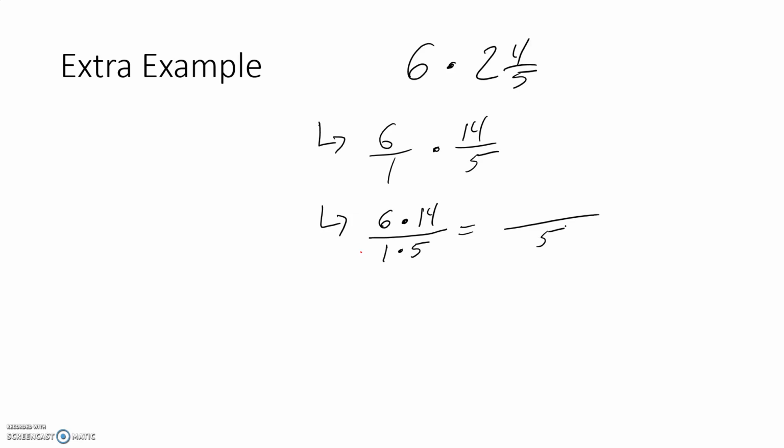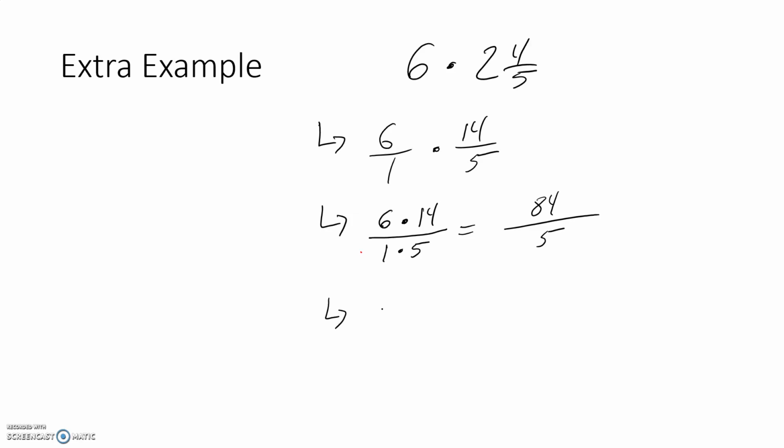Okay, so 1 times 5 is pretty easy. 6 times 14: 6 times 10 is 60, 6 times 4 is 24. So 60 plus 24 would be 84. If you can't do the mental math, just do it on the side. I'm just doing the mental math for the sake of time. So I have 84 fifths.